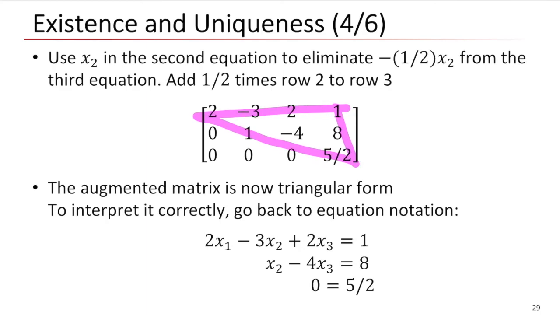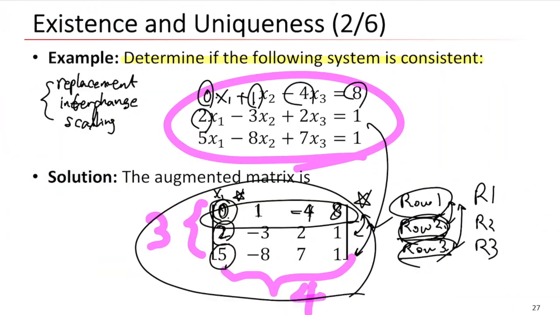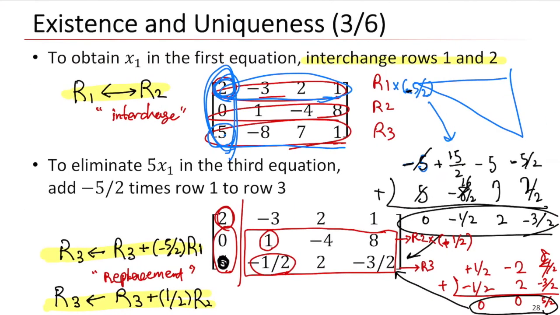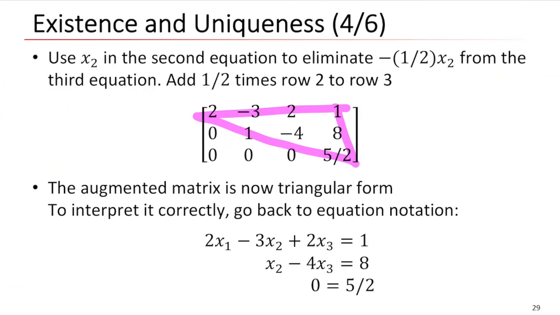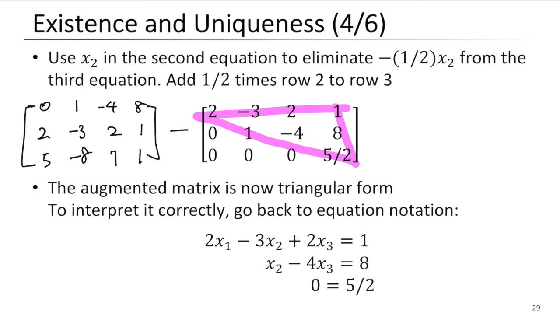Okay, let's draw again. We have a triangular matrix form now. Comparing to the original one, what was the original one? Here we are. Here is the original one: 0, 4, 1, negative 4, 8, 2, negative 3, 2, 1, 5, negative 4, negative 8, 7, 1. We convert this original matrix into the triangular form here.